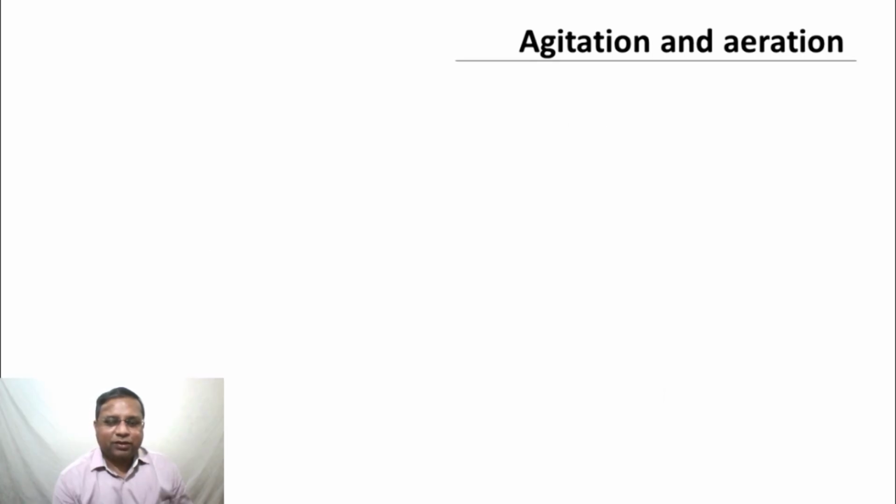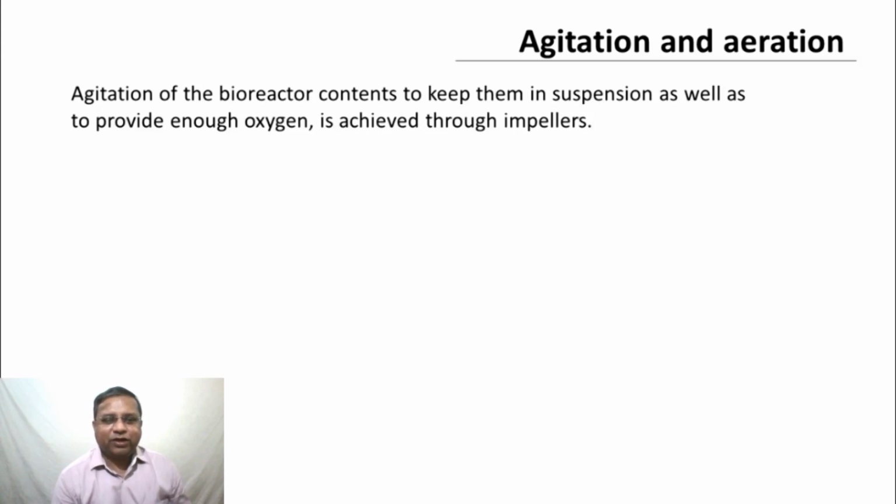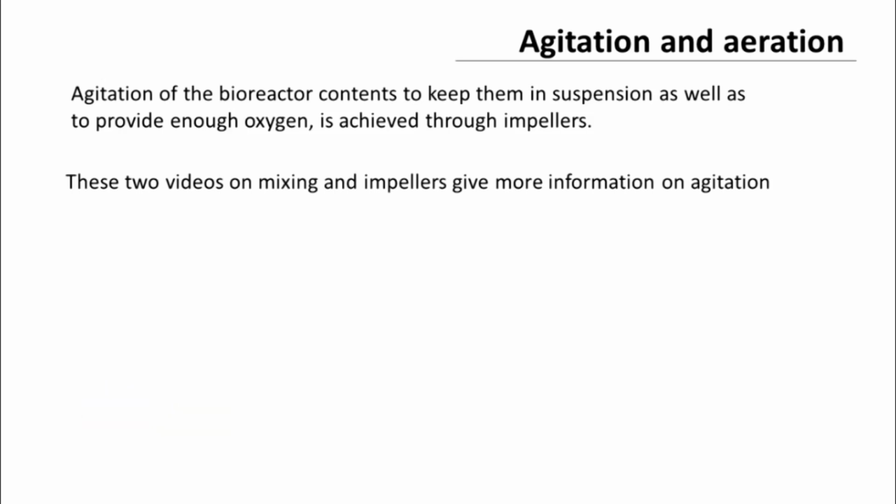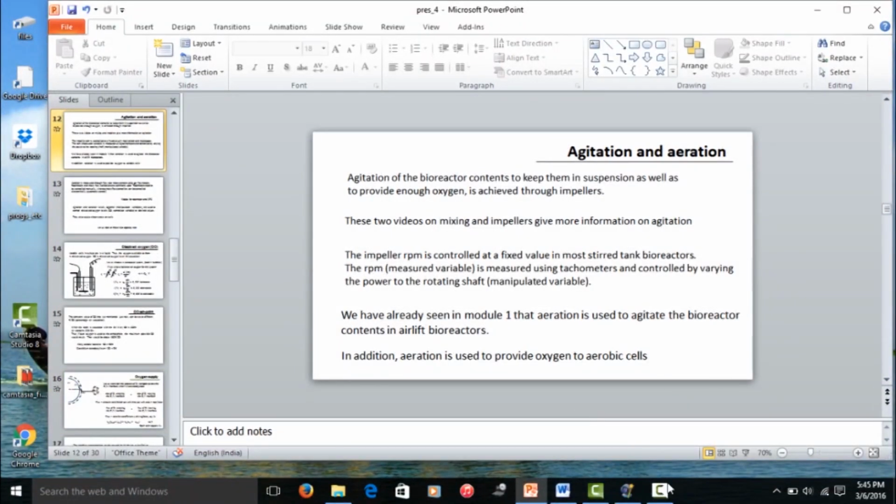Okay. Let us very briefly see agitation and aeration in this lecture, and then we can look at the details in the next lecture. Agitation of the bioreactor contents is needed to keep the contents in suspension, as well as to provide enough oxygen, which is achieved through the impellers and so on. There are two videos on mixing and impellers which give more information on agitation. Let me point them out to you. You can go and see them yourself.